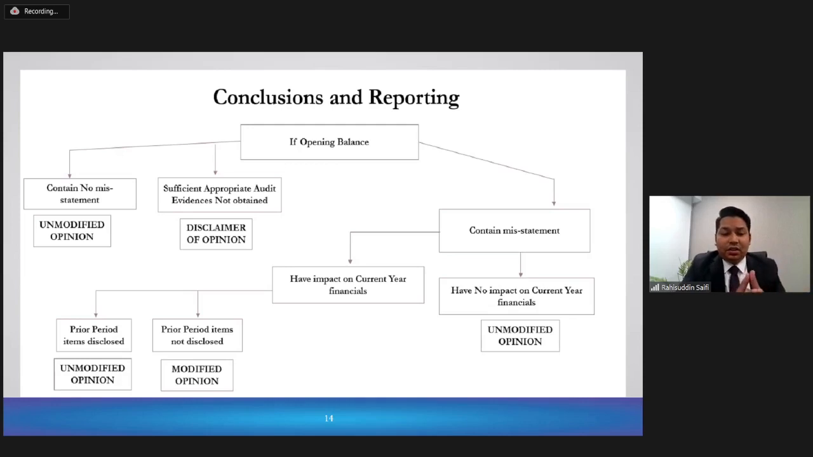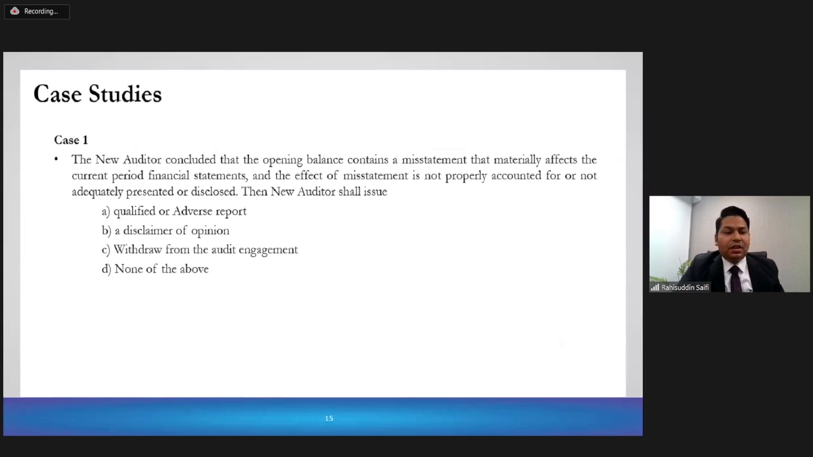And along the same lines, if the current year financial statements are impacted by the misstatement, then we need to see why the management is not considering the prior period items' impact in the financial statements. If they are not recording it, not considering the impact of the prior period item, then we need to modify the opinion. Let's understand these situations also by way of quick case studies.